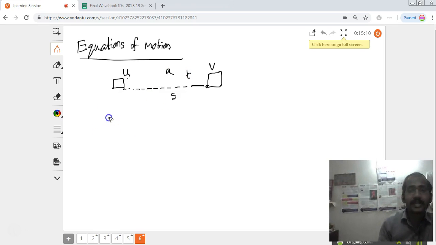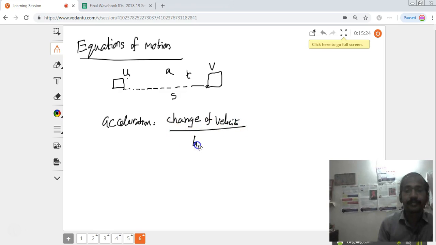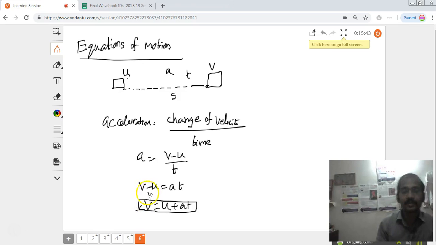Now, as per the definition, acceleration is equal to change of velocity by time. Yes? Change of velocity by time. Acceleration a is equal to change of velocity, v minus u, by t. So v minus u is equal to a into t. v is equal to u plus at. This is the first equation. Hope you understood.